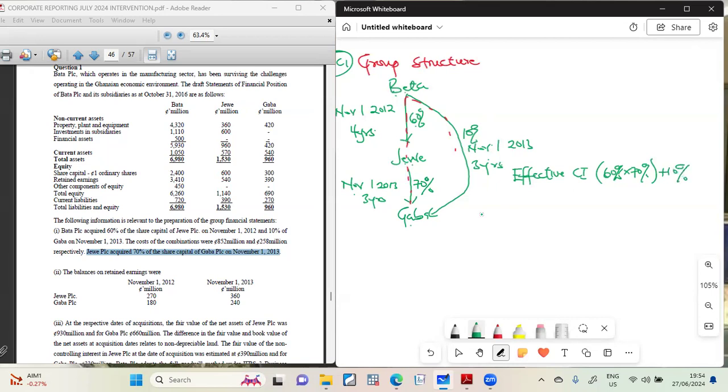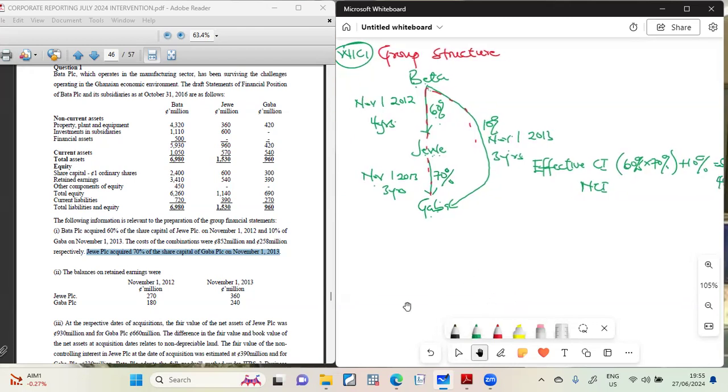So what this means is that Better owns Jewe 60%. Jewe is going to own GABA 70%. So Better's share inside GABA is 60% of the 70% that Jewe has inside it. What percentage is that? This gives 42%, right? Okay. So your effective NCI for that one will be what? 48%. All right. So you've done this, your workings 1, done.